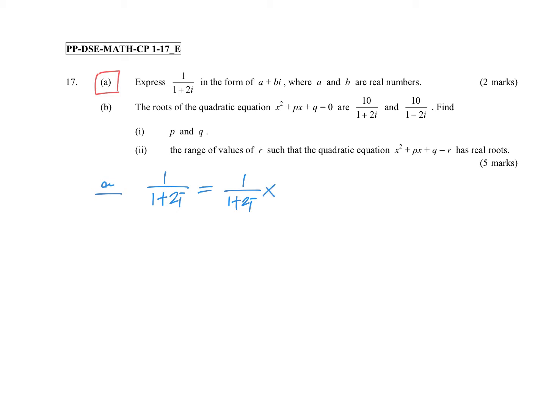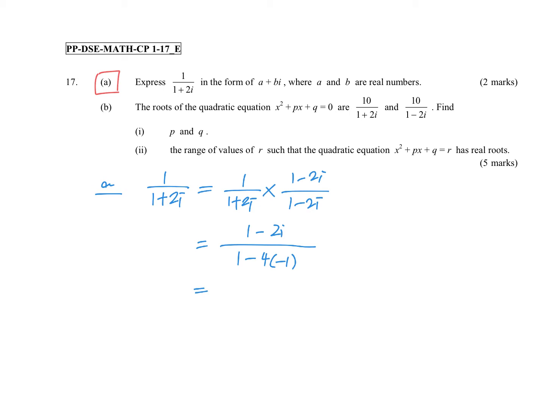So the way to do the rationalization of the denominator: if the denominator is in the form of a plus bi, then we try to multiply the numerator and denominator by a minus bi. In this case we multiply the numerator and denominator by 1 minus 2i. And then for the denominator, using a squared minus b squared, that will be 1 minus 4i squared. Since i squared equals negative 1, that will be 1 minus 2i over 5.